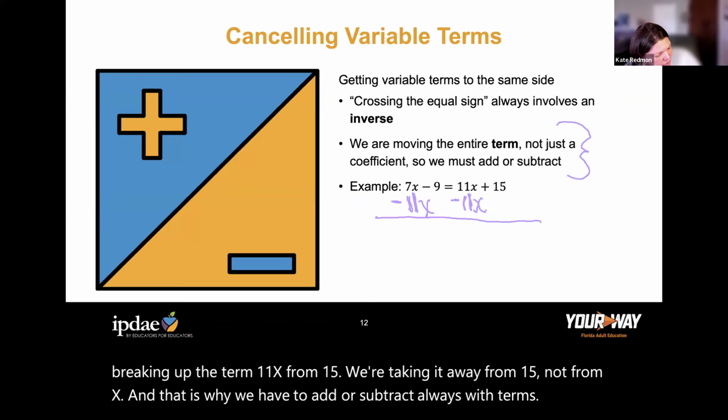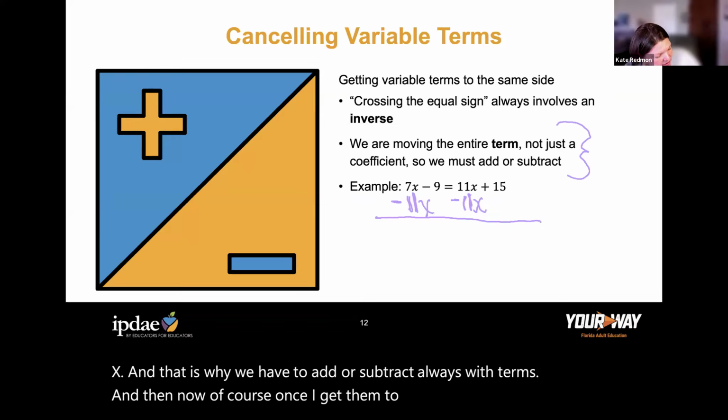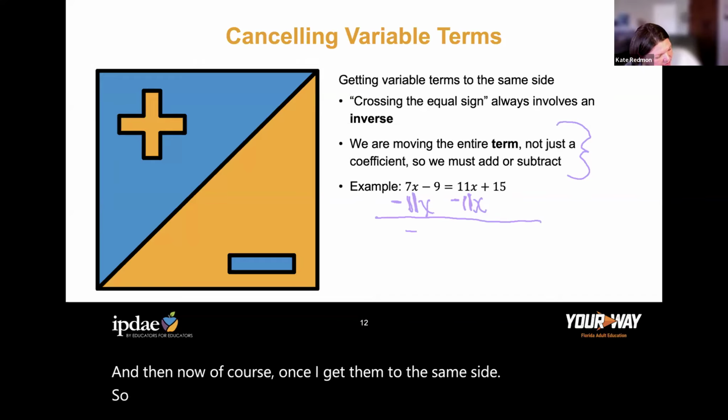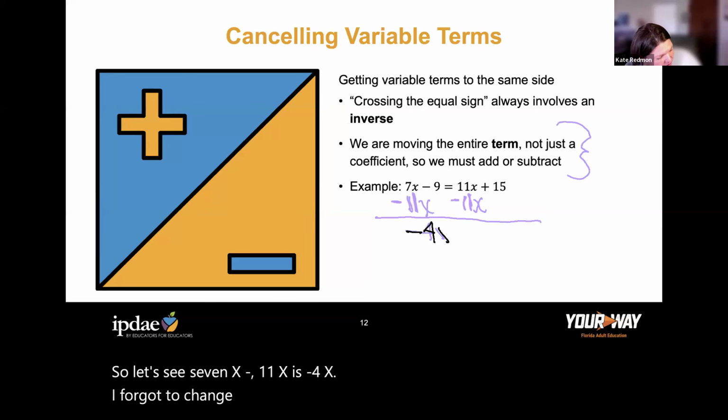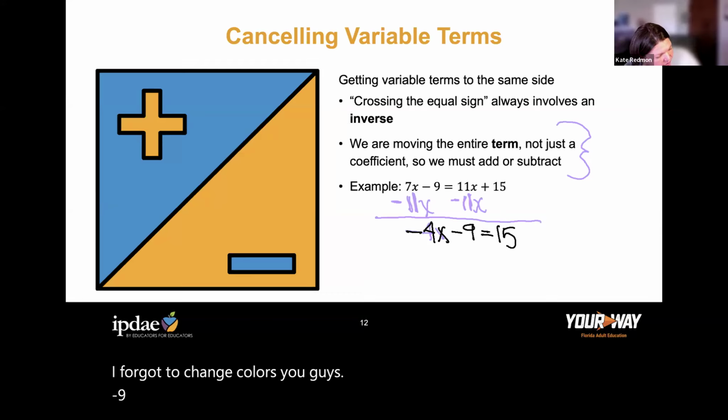And then now, of course, once I get them to the same side, so let's see, 7x minus 11x is negative 4x. I forgot to change colors, you guys. Minus 9 equals 15. And now we have a regular two-step equation that we can solve with pure inverses.